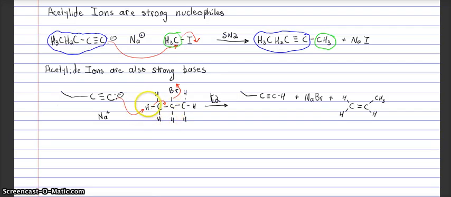Instead, it's going to grab one of these outside hydrogens. So I have it shown here grabbing this hydrogen. We're going to grab the hydrogen, leave the electrons, which will swing over, form an alkene bond, and then send off the bromine. We'll produce sodium bromide salt. The acetylide will pick up a hydrogen, and then our main product here will be an alkene.